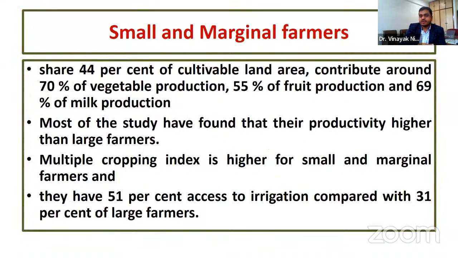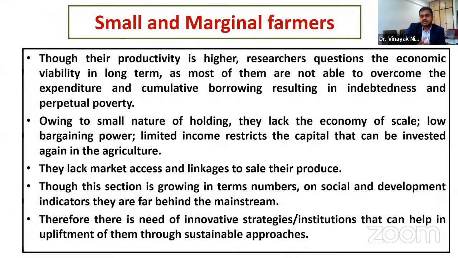If you see the status of small and marginal farmers in India, they have about 44% of the cultivable land area, and from this 44% they produce 70% of our country's vegetables and almost 70% of the milk. On the positive side, many studies have identified that their productivity or yield is higher than that of large farmers. Their multiple cropping index is high, and the irrigated area with them is also high compared to other farmers. That was the positive side.